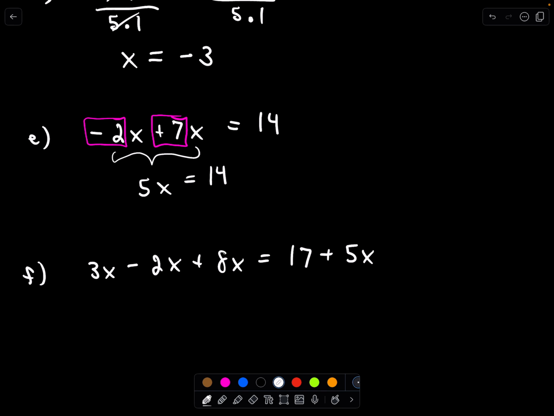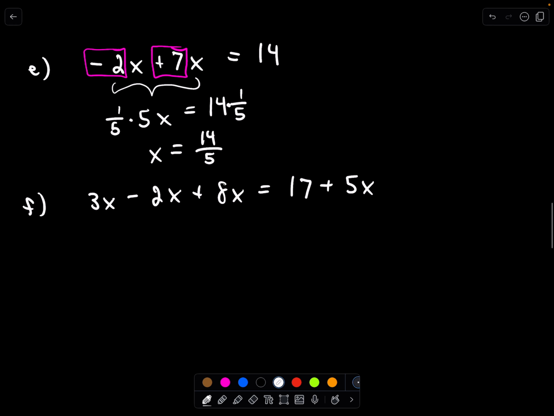That still equals 14. And again, what we could do, we could divide both sides by 5, or equivalently multiply both sides by 1/5. And let me put that multiplication sign in there so that it doesn't look like some weird mixed number. We don't want that. So that's just going to leave me with x on the left, and that would leave me with 14 over 5 on the right. All right, let's look at this last one.